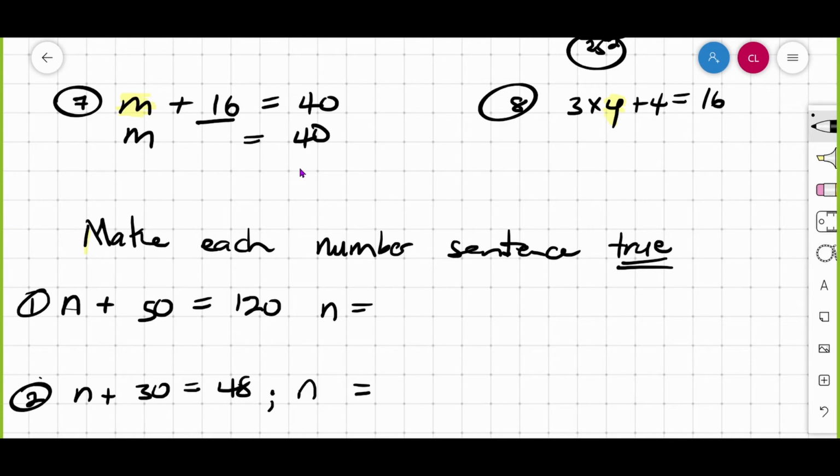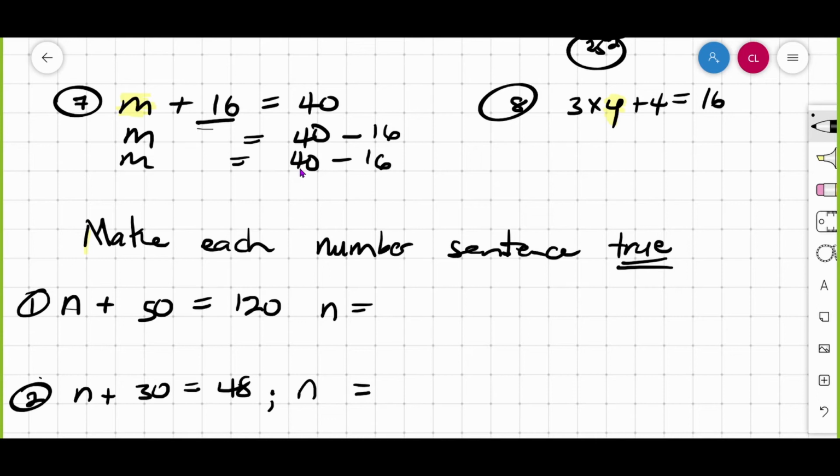I don't really get that one. Really. M plus 16 is equal to 40. If we have 16 on this side and we want to get m by itself, we have to take it away from the left hand side. If we take it away from the left hand side, we also need to take it away from the right hand side. So m should be equal to what? 40 minus 16. So what is 40 minus 16? Oh, 24.